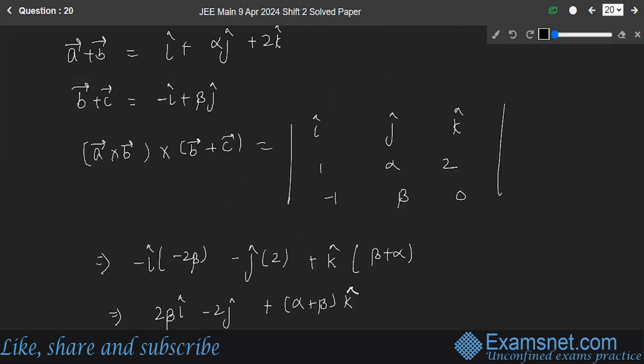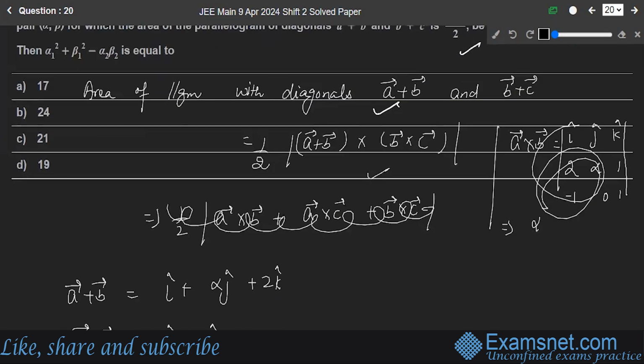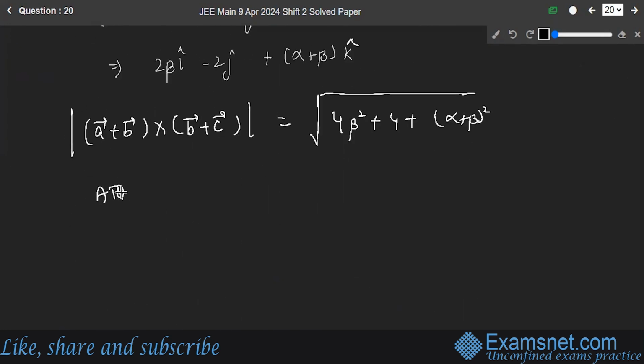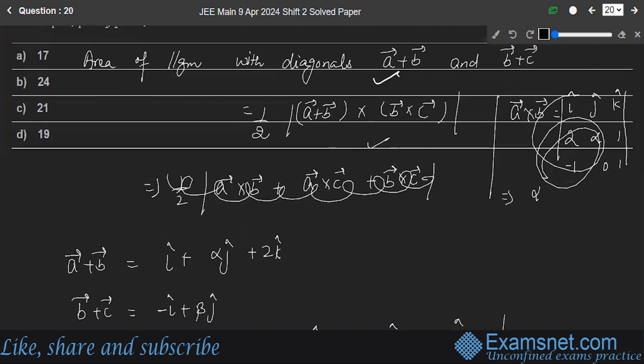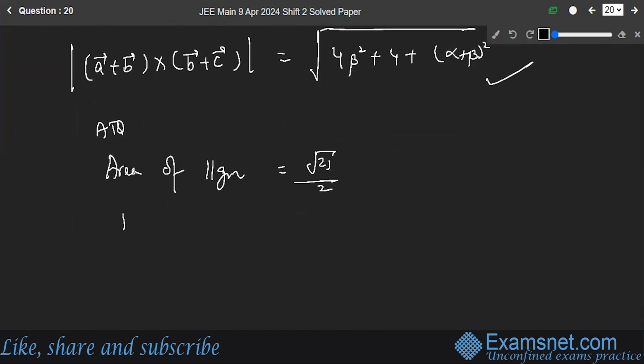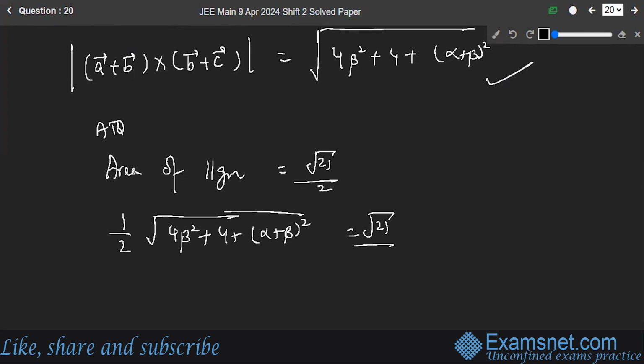So let's use this according to the question. Area of parallelogram is root 21 upon 2 and that was equal to half of the magnitude of this vector, and this is half of root of 4 beta squared plus 4 plus alpha plus beta whole square, equal to root of 21 upon 2. This 2 and 2 will cancel. Squaring both sides, you have 4 beta squared, 4, alpha squared, beta squared, 2 alpha beta is equal to 21.